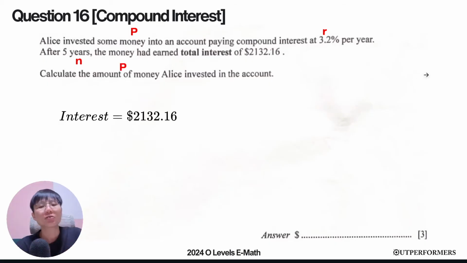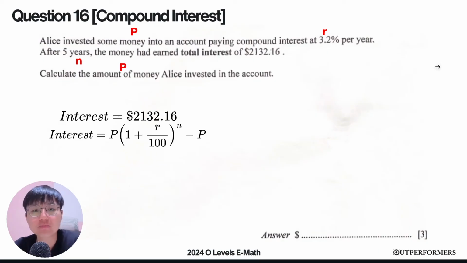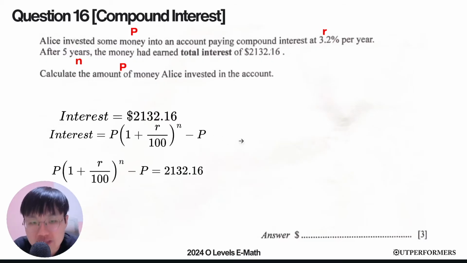Okay, so, since interest is $2,132.16, to find interest with the actual formula in the formula sheet, we have to take the entire thing minus off your principal amount. Okay, right? So we can also say that this will represent this.